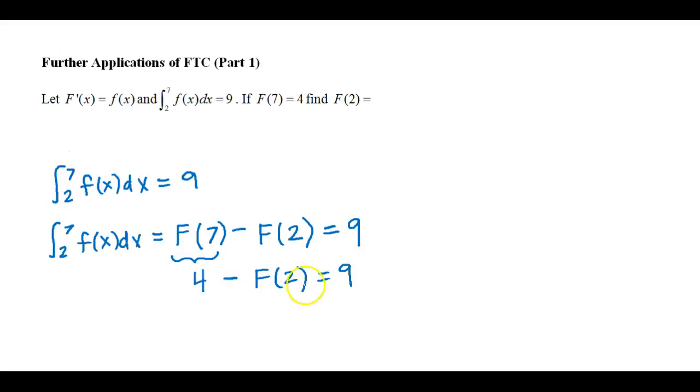If I subtract 4 to the other side, I'm going to get negative f of 2 equals 5. And then I'm going to divide both sides by a negative, so I get f of 2 equals negative 5. So the value of f of 2 that I'm searching for is negative 5.